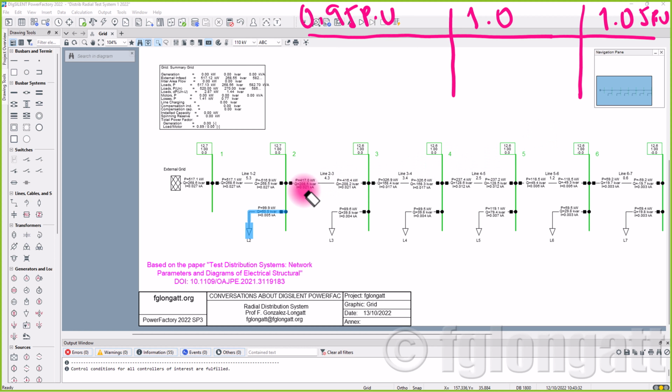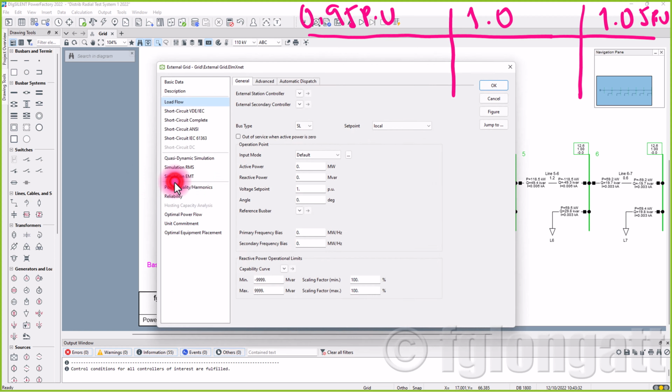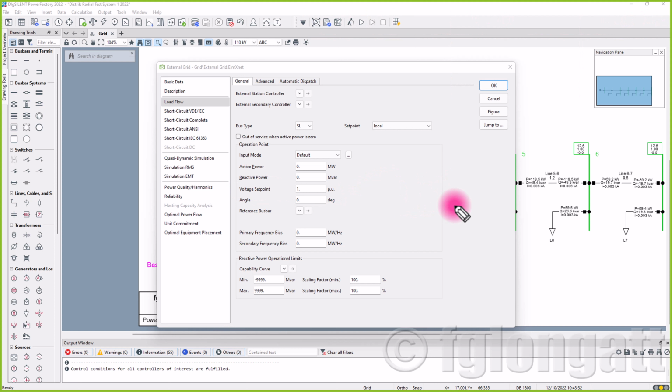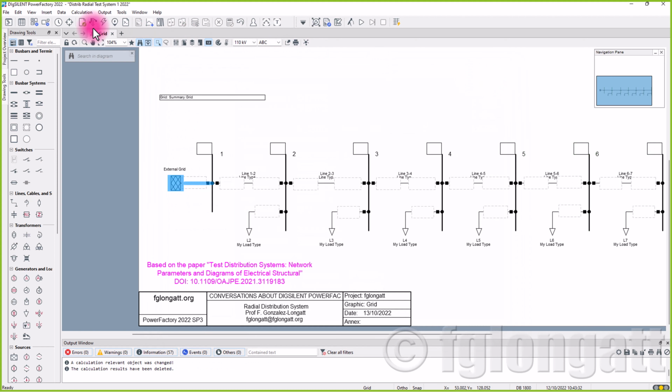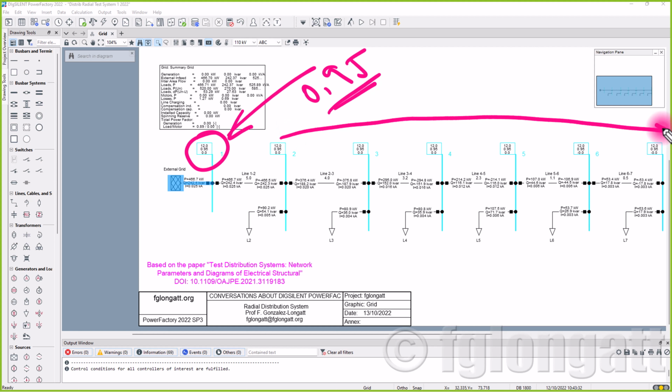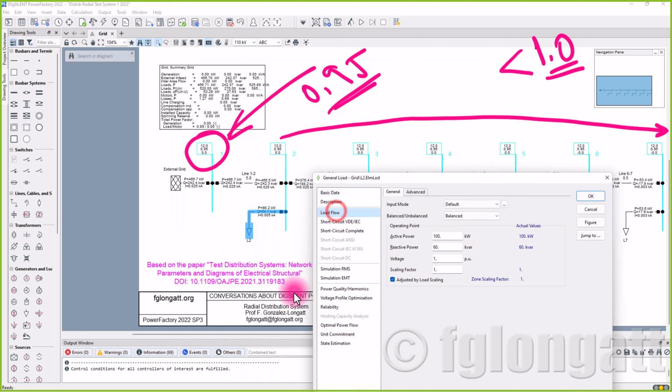Please pay attention. However, you will see the video later. I will open here the external grid. At the external grid, I will modify the voltage set point, and I will include here 0.95. Perfect. I will run the load flow. And as you can see, because I am using 0.95 here, all the voltages below are reduced. And because the voltages are below 1.0, look what is happening with this load flow. Ouch.